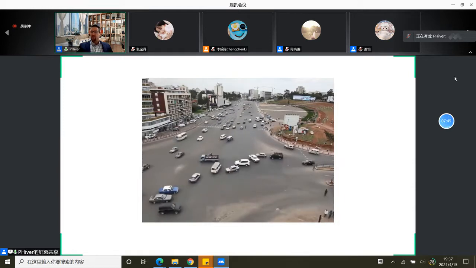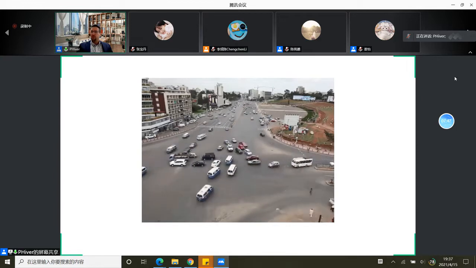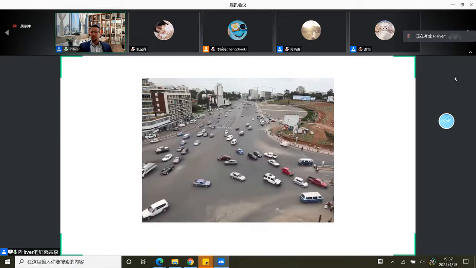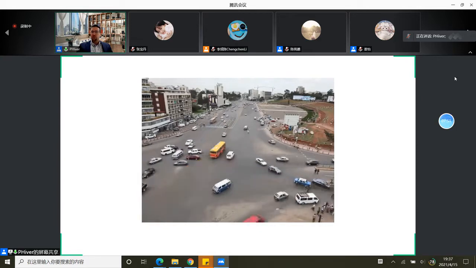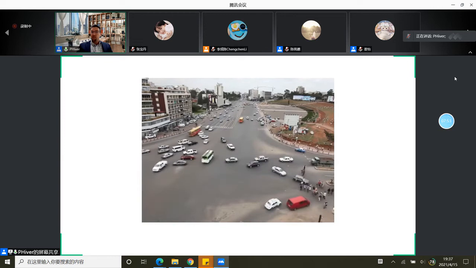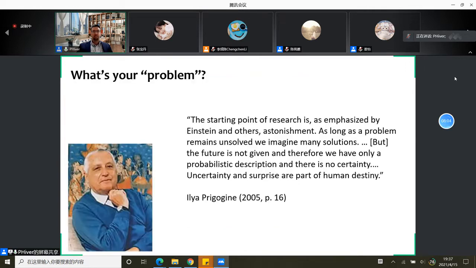But then your sense of worry turns to awe. Gradually, you start to realize that this is a fully functioning intersection. And in some ways, it's a perfectly normal everyday scene, right? This is just how real life is. So as researchers, where do we start?